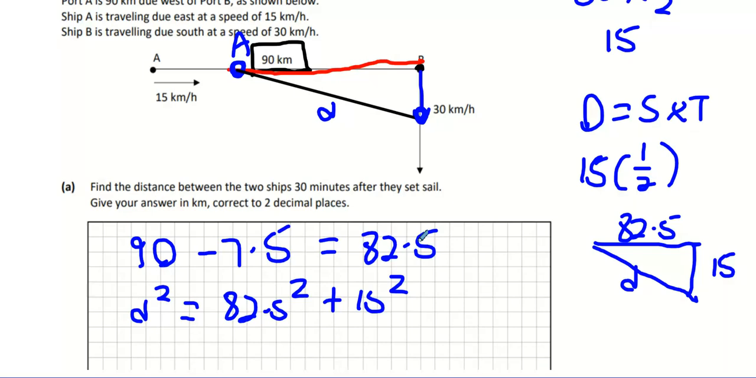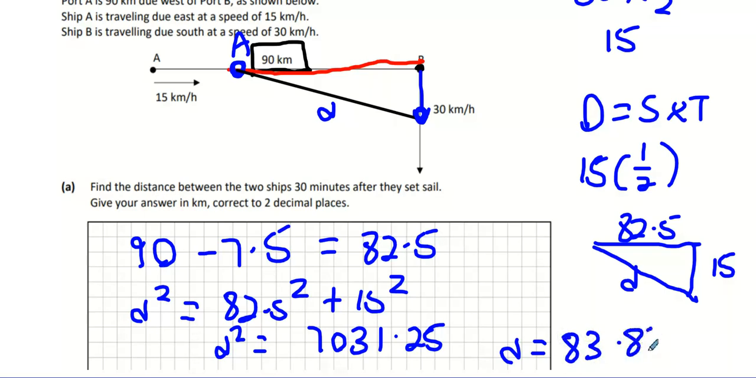And you're going to get d squared equals 7031.25. We're going to square root that, and we square root our answer. We're going to get, to two decimal places, 83.85. Okay, so the distance has increased between the two objects. Okay, and that's in kilometers.